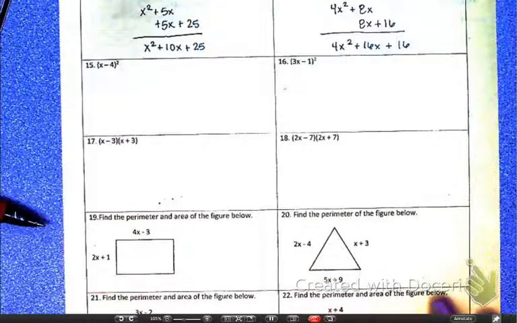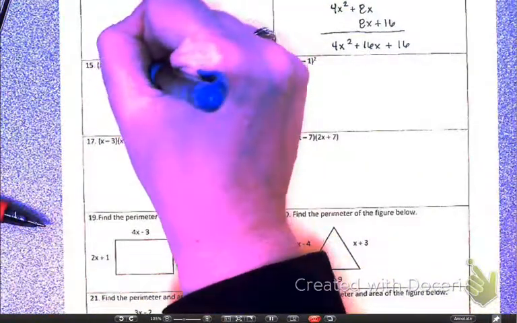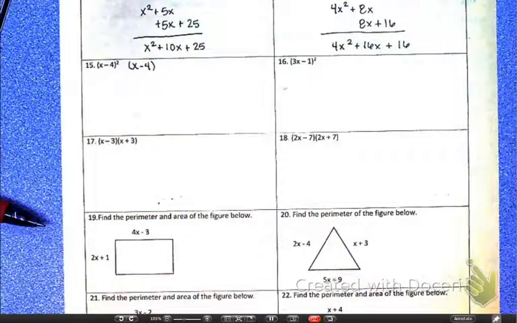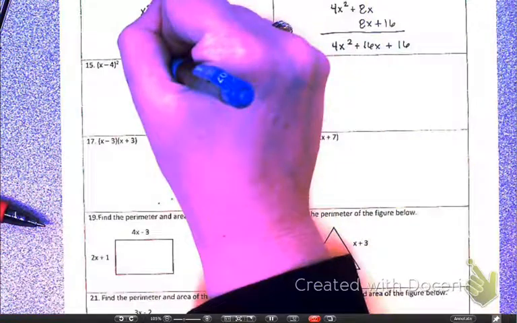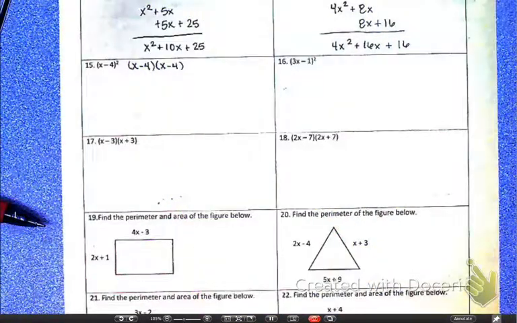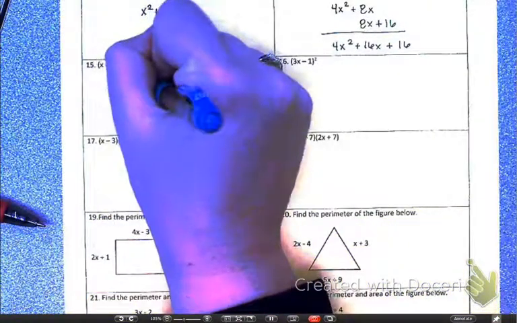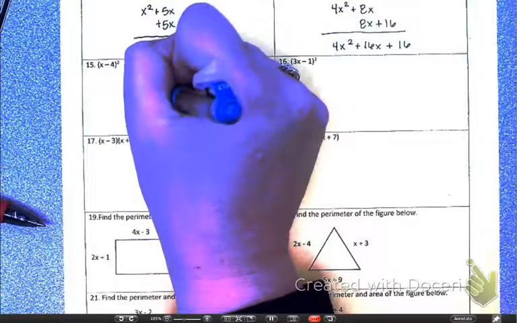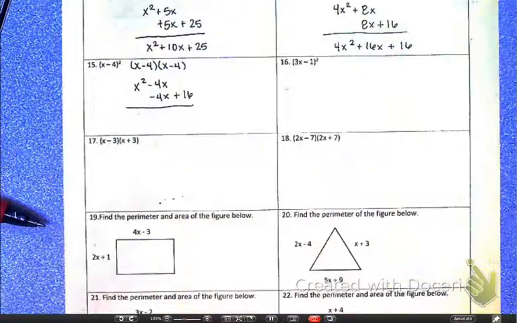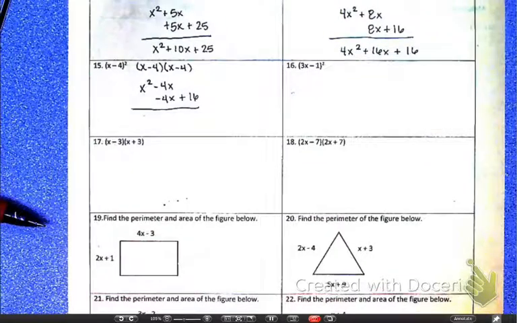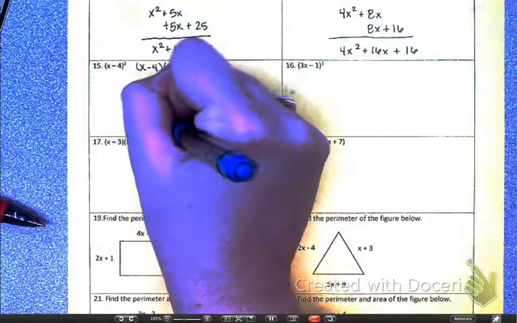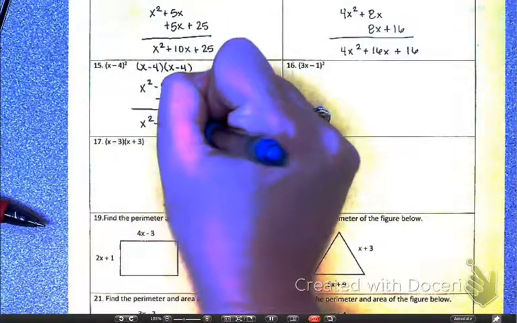Guess what? Number 15 is exactly the same. My guess is if you missed 13, you probably missed 14, 15, and 16 as well, because you did the same thing for all of them. Okay, so for 15, it's (x - 4)(x - 4). When you distribute, you get x squared minus 4x, a minus 4x, and a positive 16. And when we combine like terms, x squared minus 8x plus 16 should be your final answer.